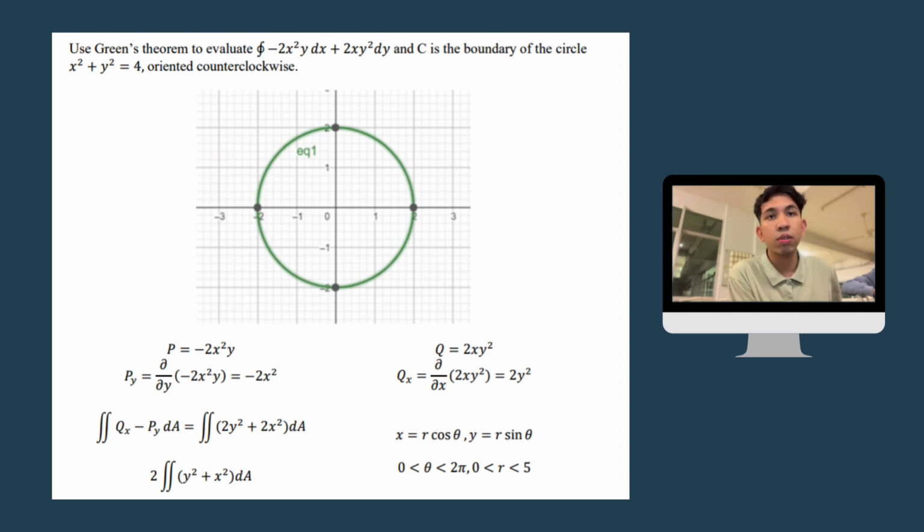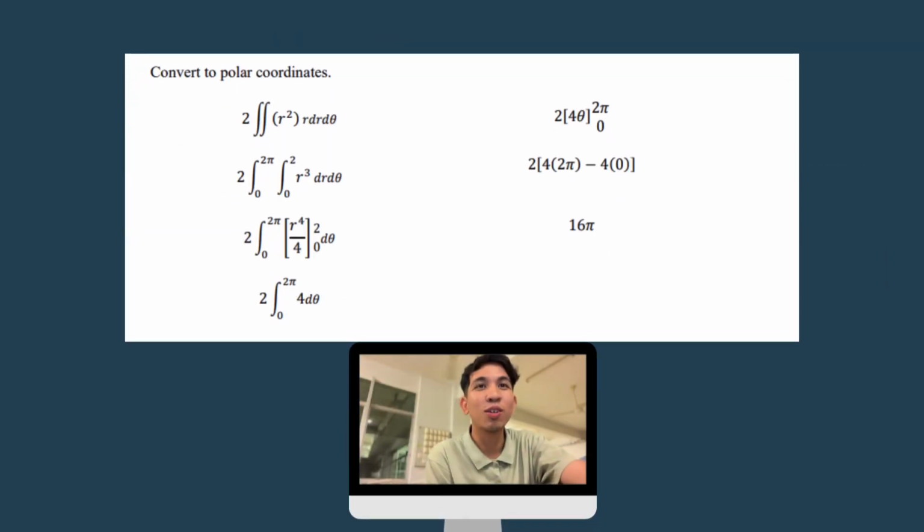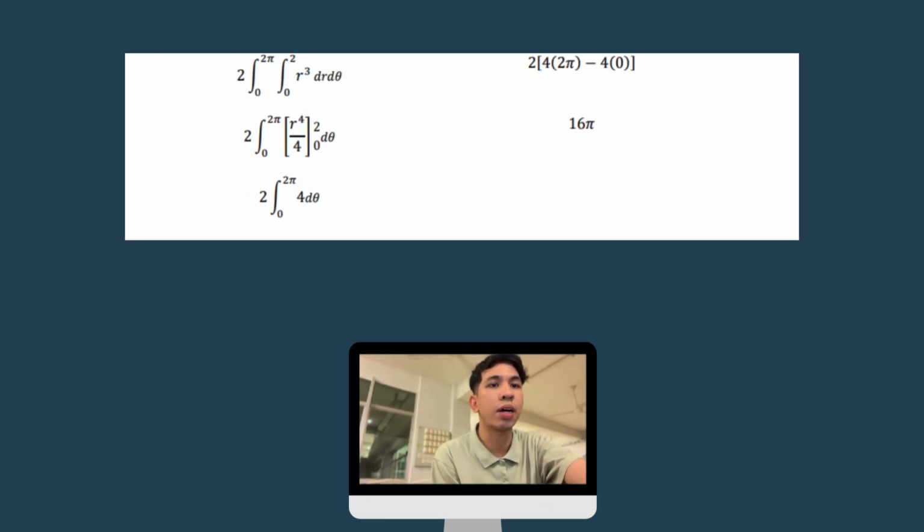So we set up the double integral. We convert to polar coordinates and dA equals r dr d theta. So x squared plus y squared we change to r squared, and then we got the integral of 2, integral 0 until 2 pi and integral 0 until 2 of r cubed dr d theta. First we integrate r cubed with respect to r, and then we integrate with respect to theta. So we got the final answer, which is 16 pi.